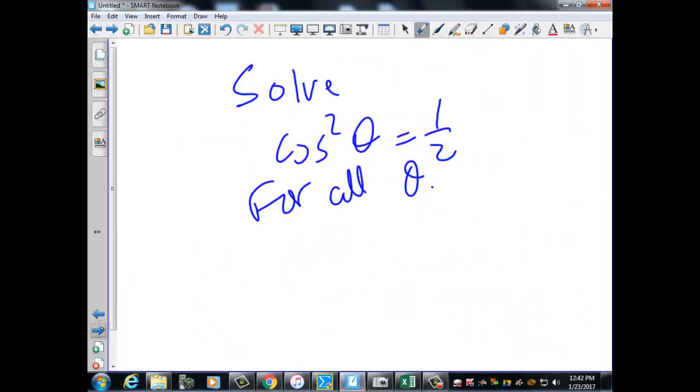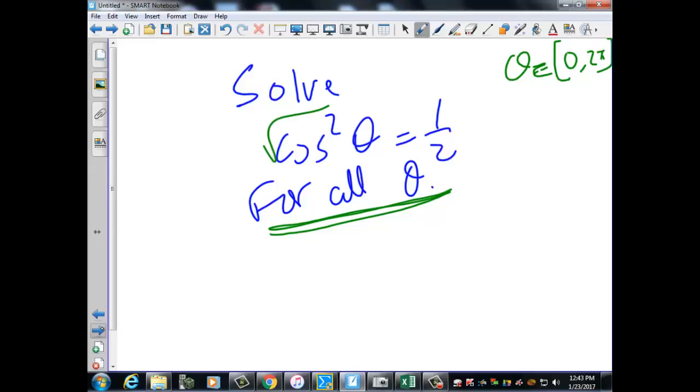Where we got to solve cosine squared theta is equal to 1/2. We're trying to figure out what theta is. Now, notice I said for all theta. I did not say theta is an element from 0 to 2 pi, which means you just got to deal with one time around the circle. I'm saying you got to deal with all of them. Now, if I take the square root of both sides, I get cosine theta equals plus or minus the square root of 2 over 2.